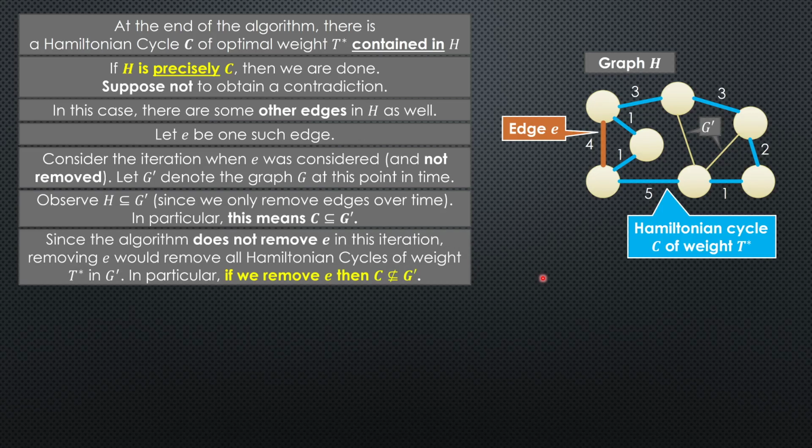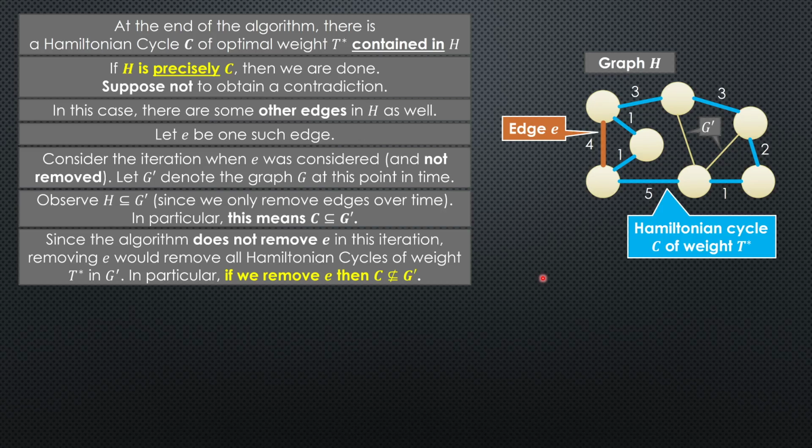Now, the algorithm does not remove E in this iteration, because E makes it all the way until the final iteration and it's in H at the end. Now, what's the situation where our algorithm doesn't remove E? It doesn't remove E if removing E would remove all Hamiltonian cycles of optimal weight T star in G prime. Well, in particular, if it removes all Hamiltonian cycles of weight T star, it must remove C. So removing E would remove C from G prime.